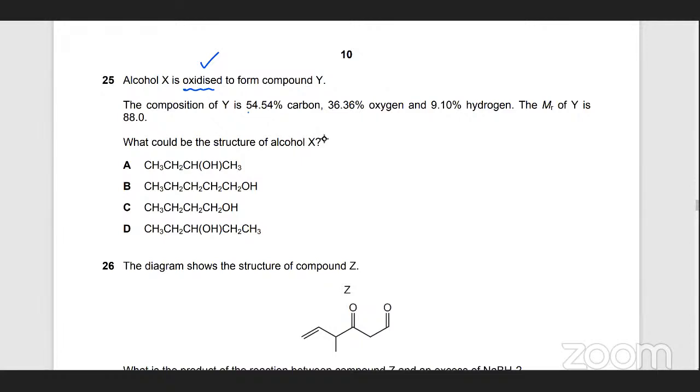What is 54.54 divided by 12? 36.36 divided by 16? 9.1 divided by 1. What are the values that you get? 4.545. 4.55. 5.45. 4.545. Okay, let's go to the next one. 2.27. 2.27. Okay, this is 1, right?